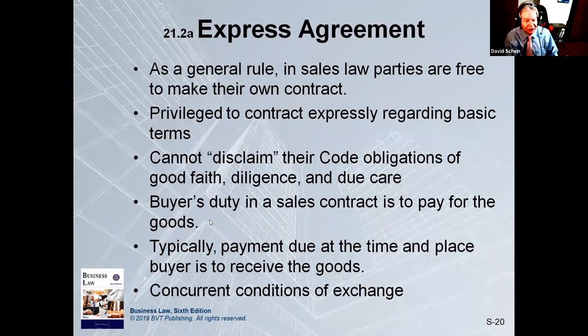Buyer's duty in a sales contract is to pay for the stuff. That makes a lot of sense. Payment is due in time and place the buyer is to receive the goods. Now, having said this, in many circumstances you've got 2/10 net 30, a very popular statement on the accounting side that says you can get a 2% discount if you pay in the first 10 days, or you need to pay within 30 days the full amount that has been delivered.